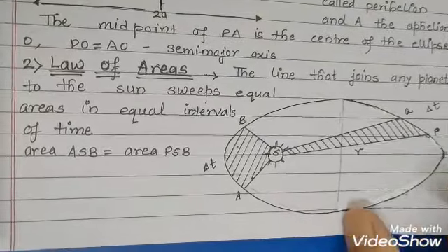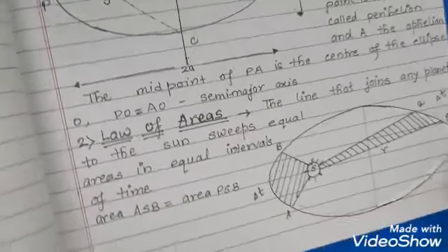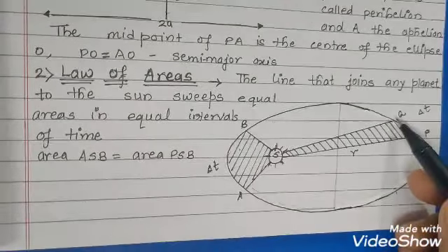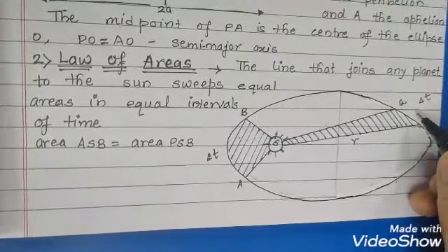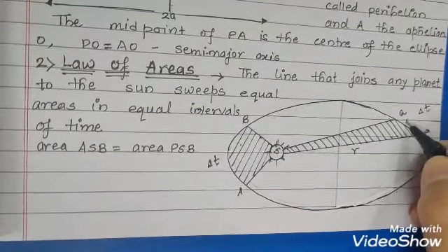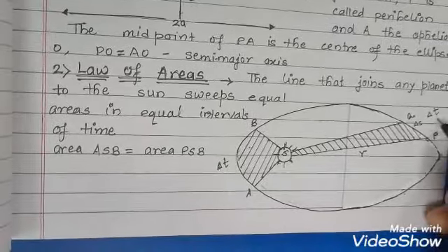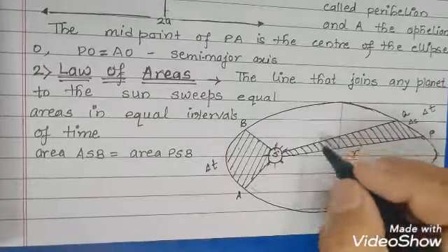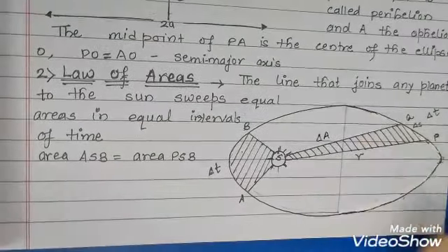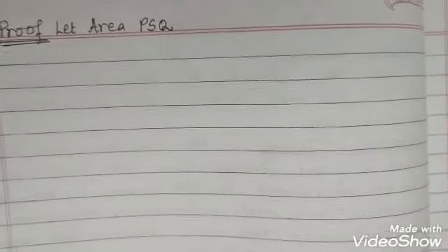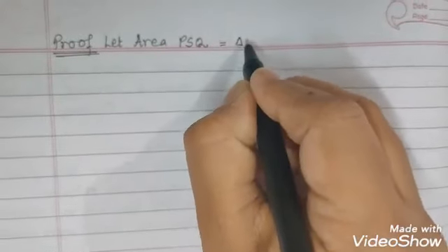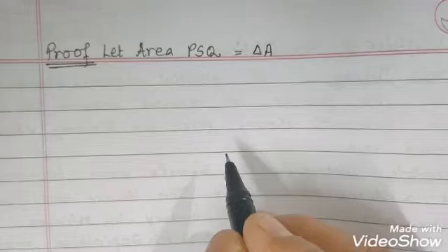Now we'll prove it. Just to prove it, we'll see here as we have taken from P to Q. This is from P to Q, a small displacement, that is you can consider del S, in a short time interval del T. So the area swept, suppose we are considering here as del A. Let area PSQ, which we have seen, be equal to del A in a small time interval del T.